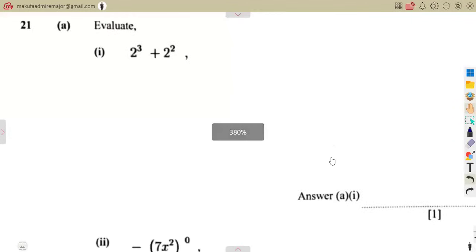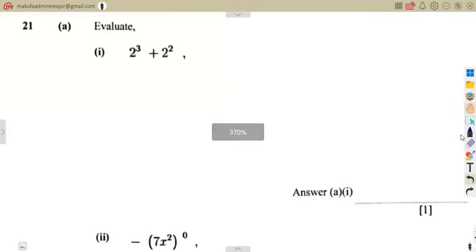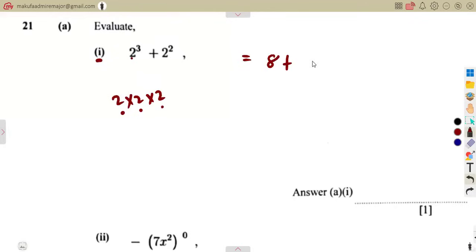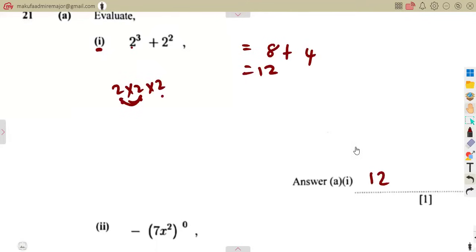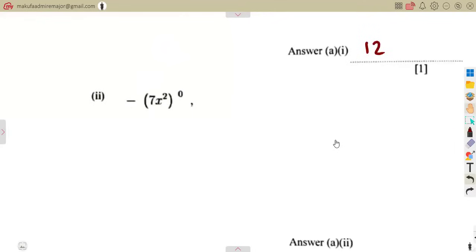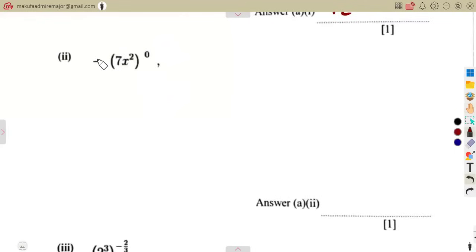All right, evaluate 2 to the exponent of 3 plus 2 squared. We do not have a law, just simplify this separately. 2 to the power of 3 is 2 times 2 times 2, which is 8, plus 2 times 2, which is 4. Then you add, that is 12. All right, so this is straightforward. Then let's consider the other part. Negative 7x squared.